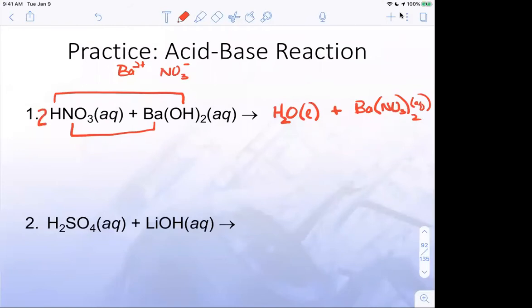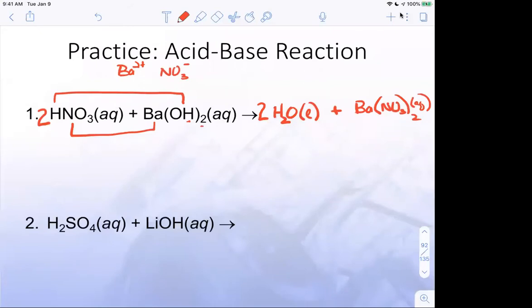So I'm going to put a 2 here. That gives me 2 hydrogens, but notice I also have 2 hydrogens. So on this side, I have 4 hydrogens, which means I'm going to make 2 water molecules. Once I make those 2 changes, I am now completely balanced.